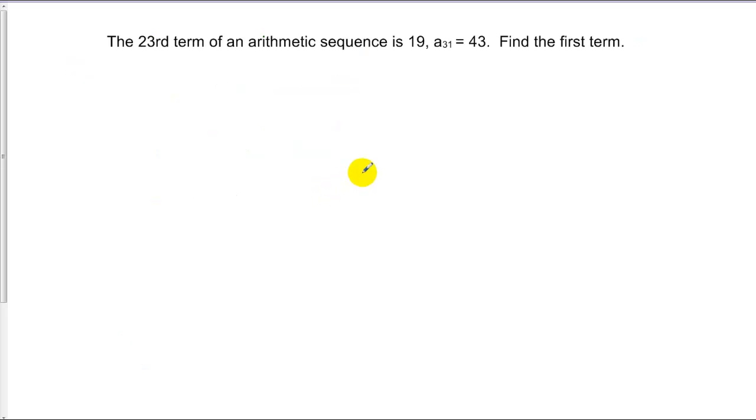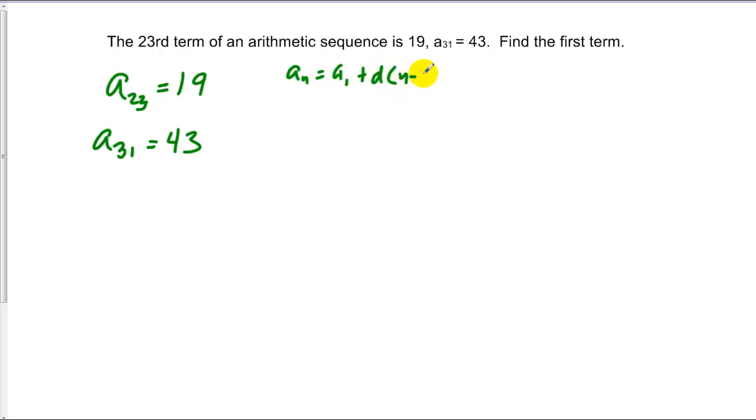Now in this problem, I know the 23rd term of this sequence is 19. So I know a sub 23 is equal to 19. And I know the 31st term is equal to 43. And what I want to do is find the first term. Now there's a couple of ways to go ahead and do this problem. One way is to use the general formula of a sub n is equal to a1 plus d times n minus 1 and plug in what I know.